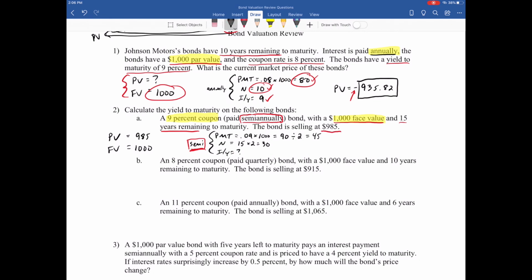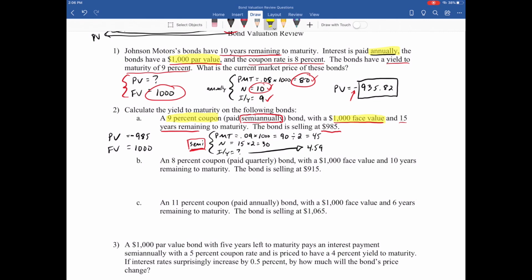If I were to type in my inputs like this and try to solve for the IY, I'm going to get an error 5. The reason is that I do not have one of my cash flows as a negative. So once again, if I were going to buy this bond, I would be paying $985, so I'm going to represent that as a negative value for my present value. And I will keep my payment and my future value as positive values since I would be receiving those cash flows. So then when I solve for the IY here, I get a value of 4.59.